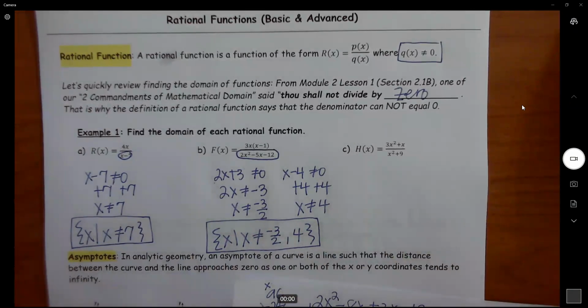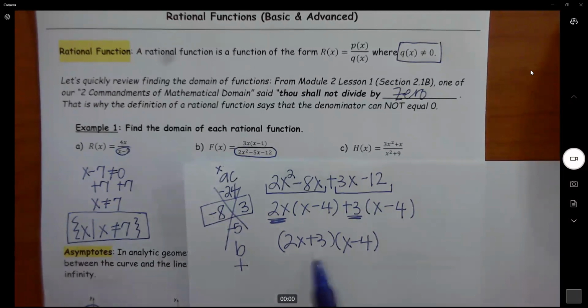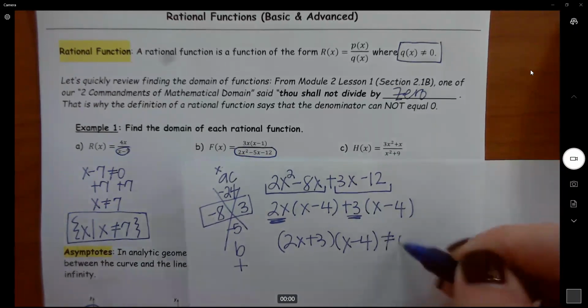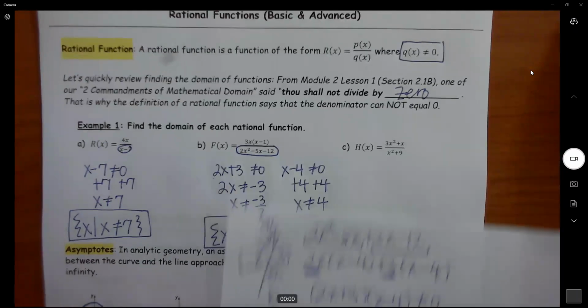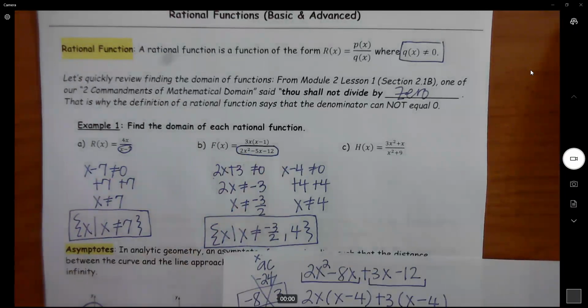Sorry, I didn't give enough room there. But you do need to factor that out. Once you factor this, you set it to not equal 0, and then you set both of your factors to not equal 0 and solve.